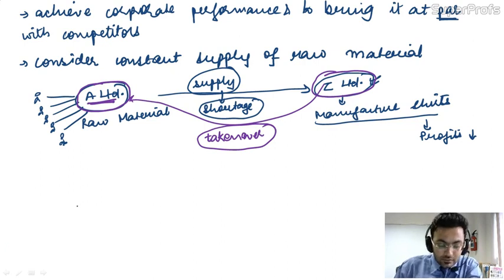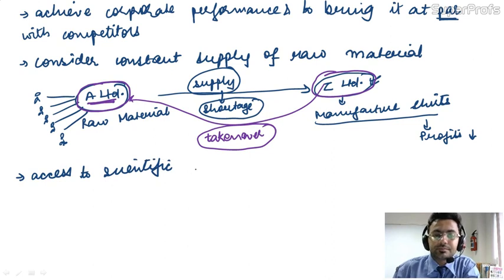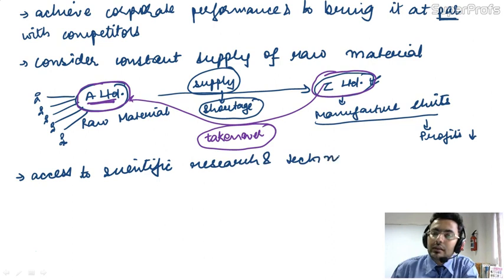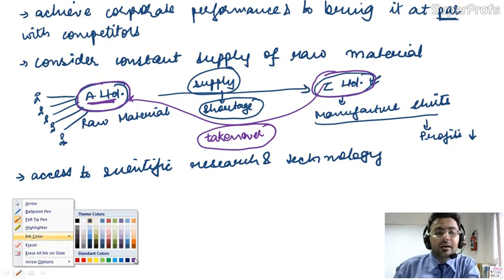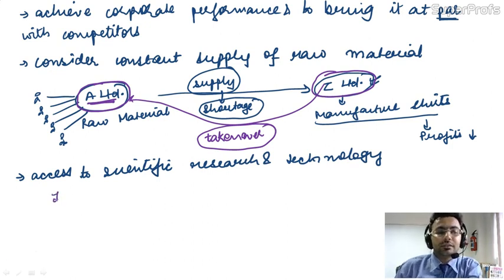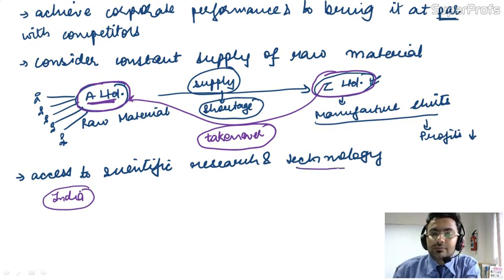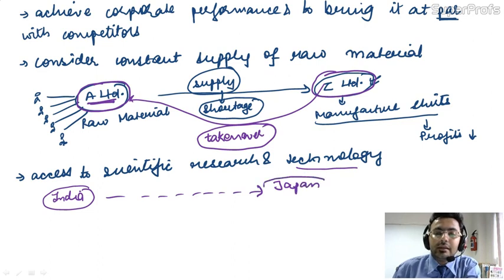Now, next is access to scientific research and technology. How can that be done? Let us suppose there is a company in India and they want some kind of technology. Now this Indian company has gone to Japan and entered into a joint venture.